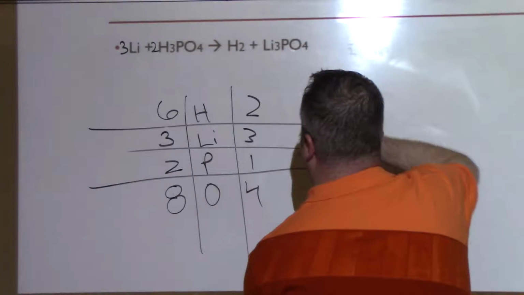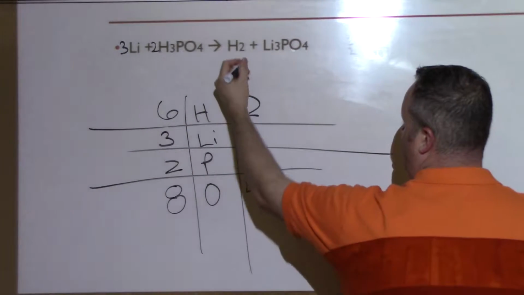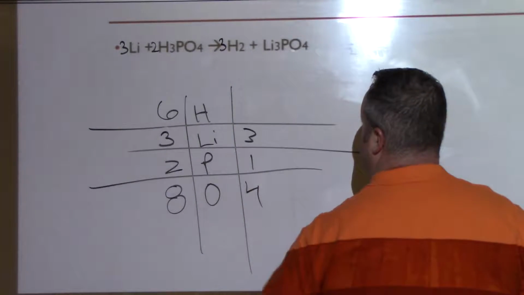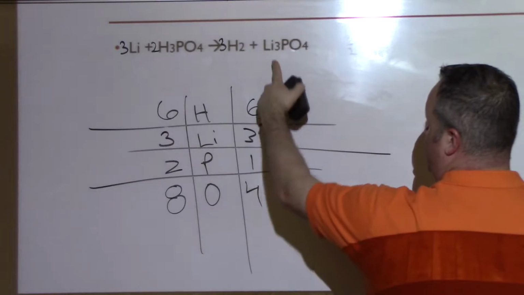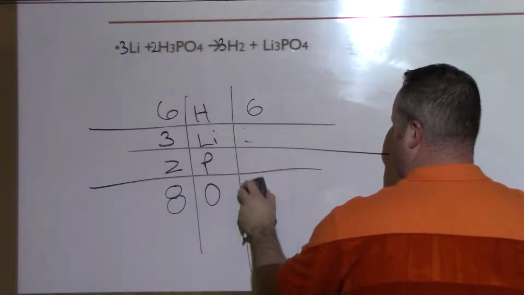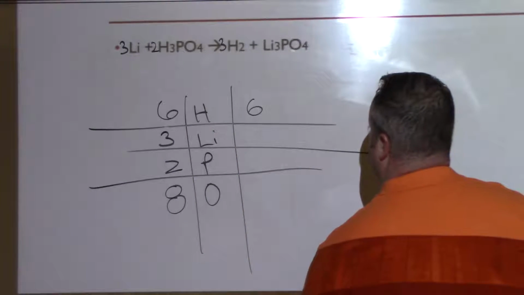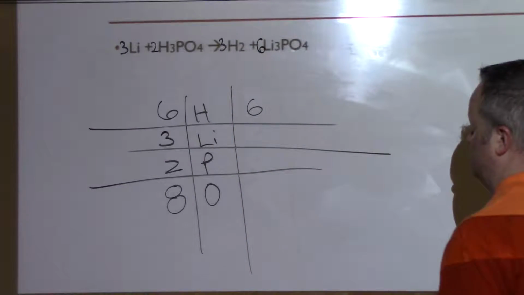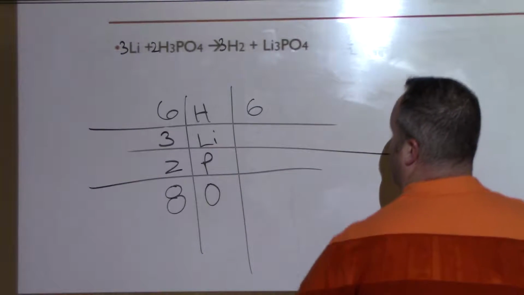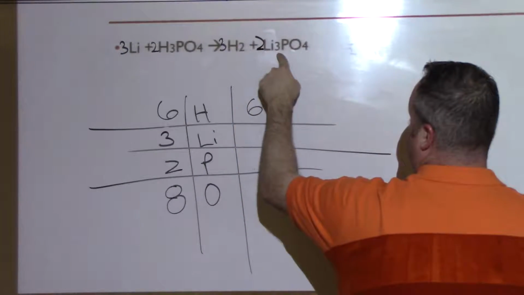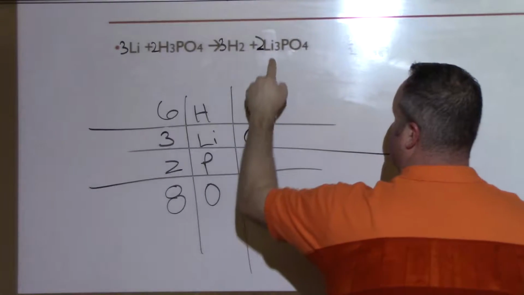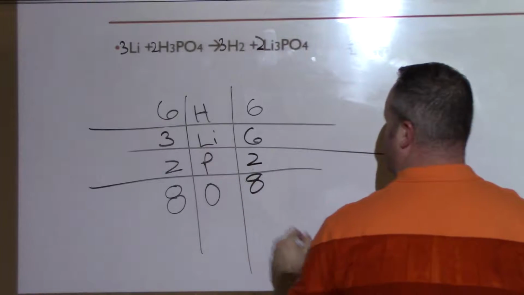Now on this side, I need to do a couple of things. First of all, I can place a 3 here, and that's going to give me a total of 6 hydrogen. As far as all the rest of these elements are concerned, they are all going to have to change, because if I place a coefficient at the beginning, it changes all the elements that follow. So let me strike that real quick. I'm going to place a 2 here. So that's going to give me 6 lithium. 2 times 1 is 2 phosphorus. 2 times 4 is 8 oxygen.